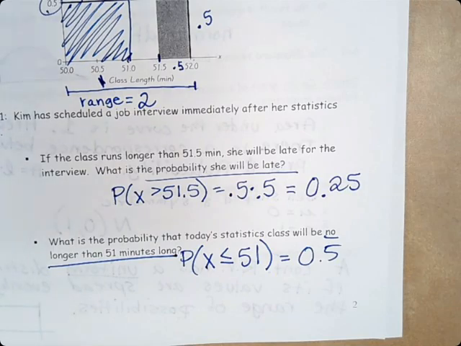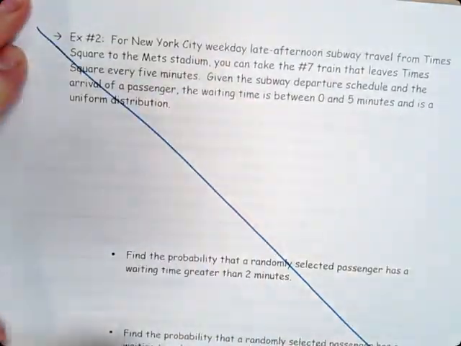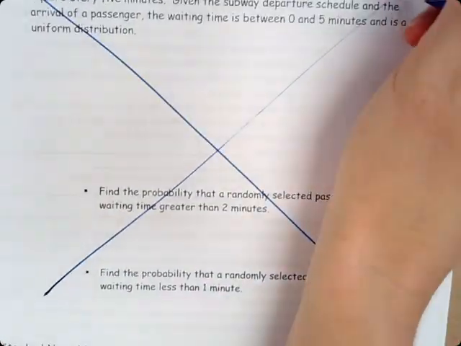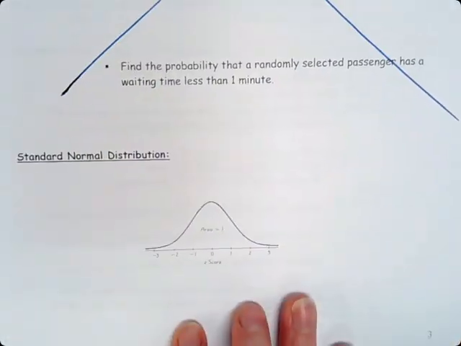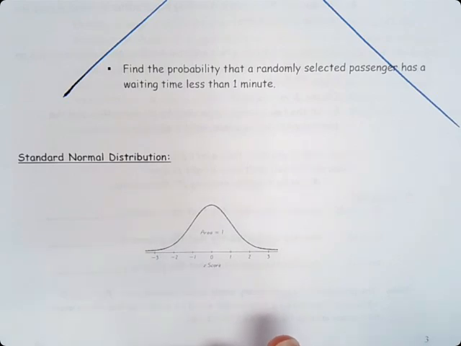Okay, that's all we're doing on uniform distribution. We're going to skip the next example. Just mark it out. And we're going to go to standard normal because that's what we're focusing on.